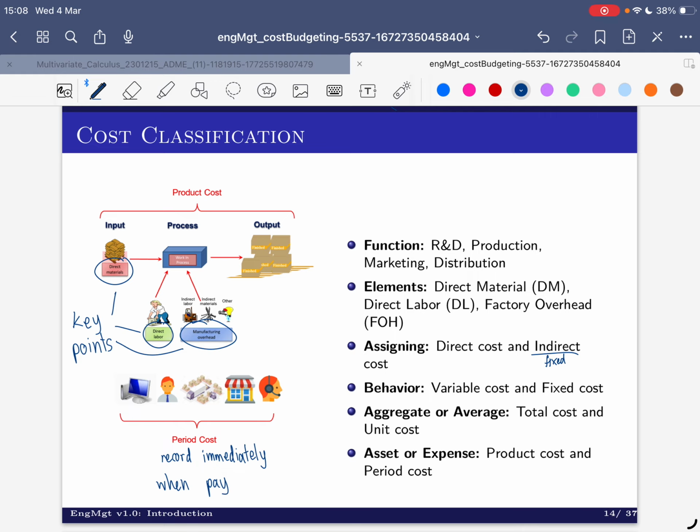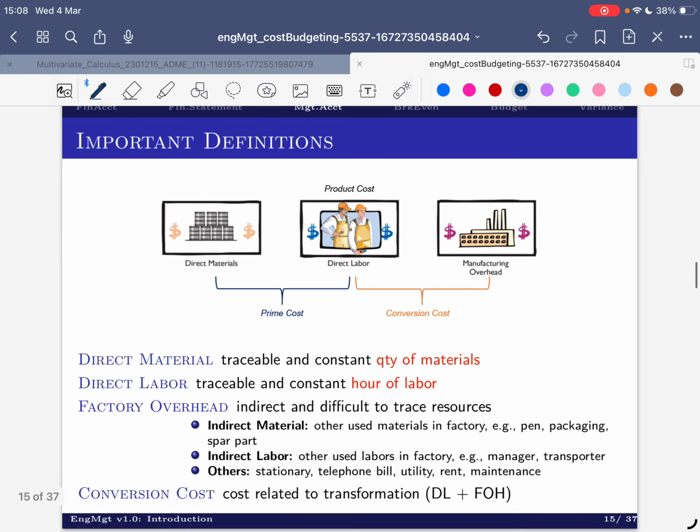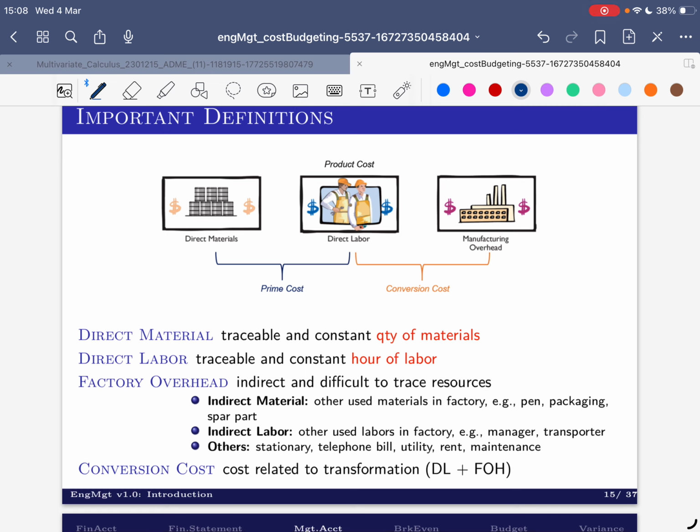For some reasons, if we combine DM and DL together, we call this prime cost. This is the main cost when we manufacture an item. And prime cost usually cannot be reduced. This is basically the minimum cost when you manufacture anything. The reason that we cannot reduce this is, think about material. When you want to manufacture anything, this is the minimum raw material required to produce it.